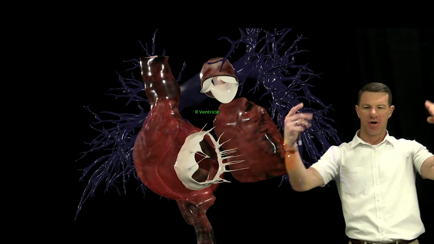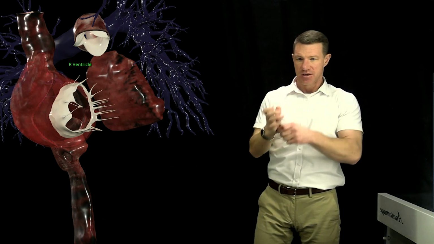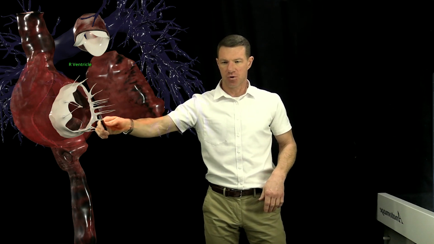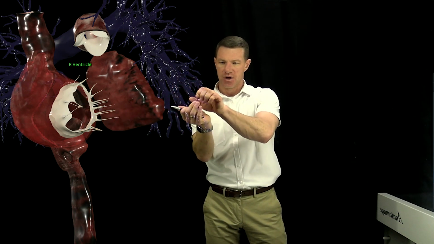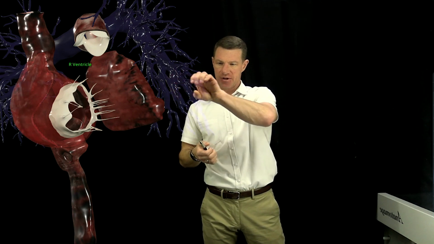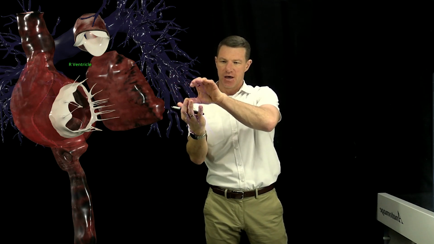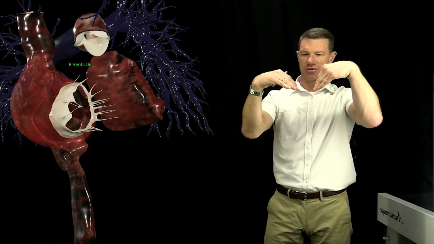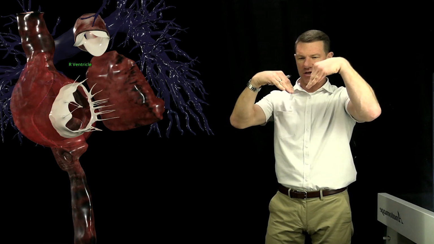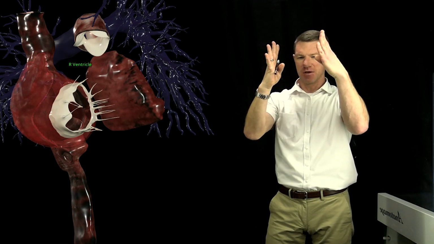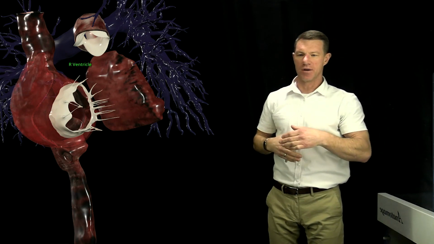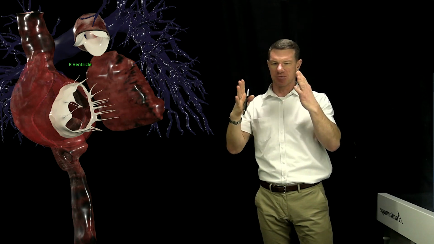So this valve kind of closes like this. You'll see these cords, they call them chordae tendineae, and they're attached to tubular muscles called papillary muscles down in the ventricle. What those muscles and these cords responsibility is to not let the valve flip back inside out, kind of like when the wind pulls away on your umbrella and it goes upside down.